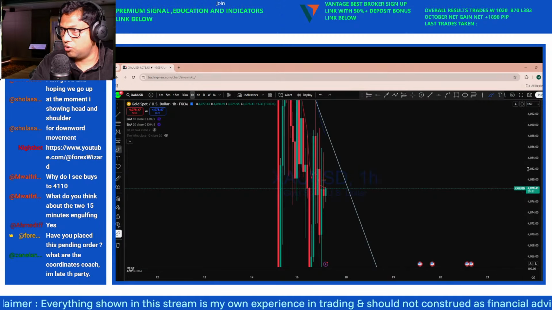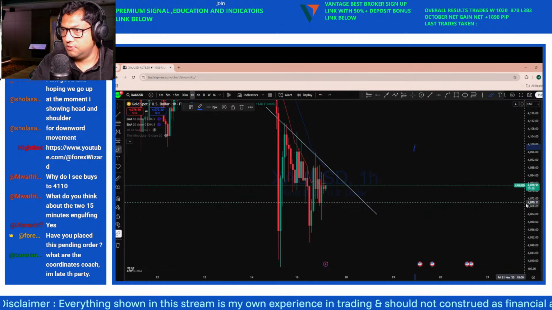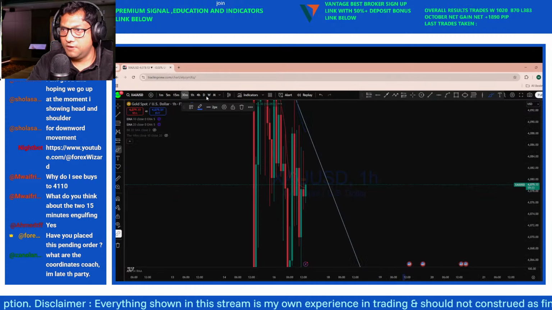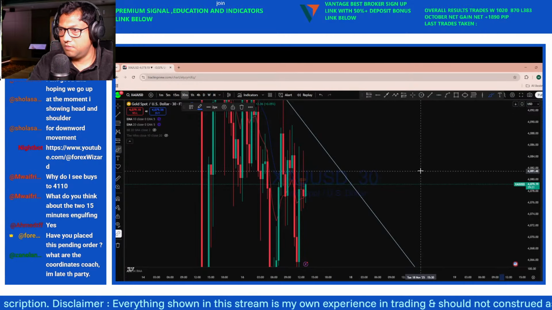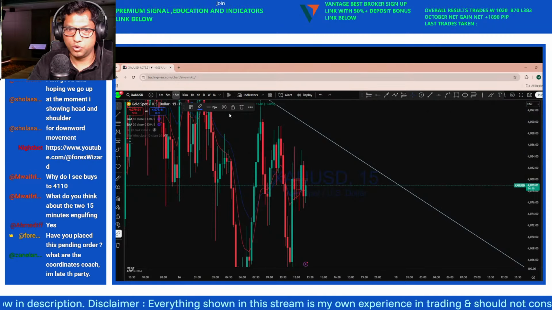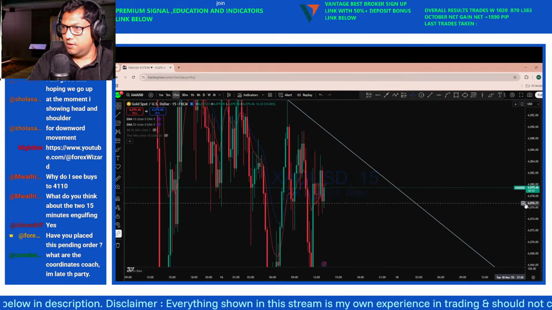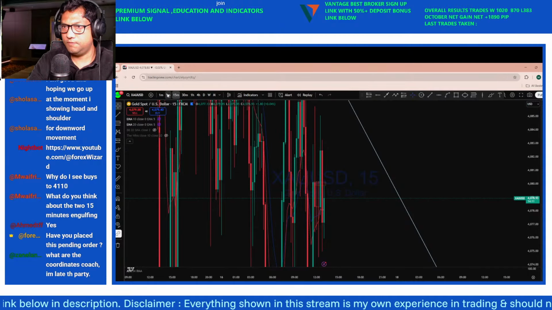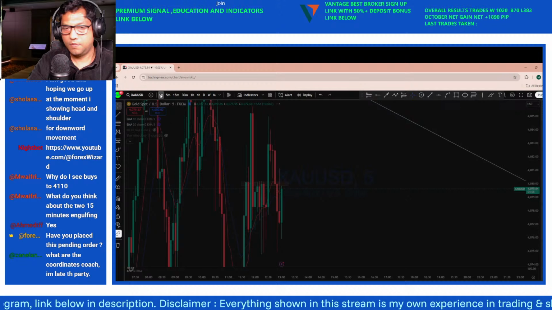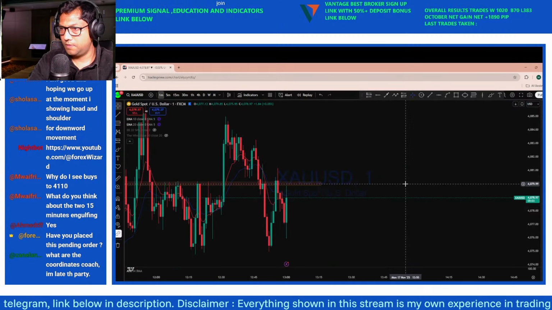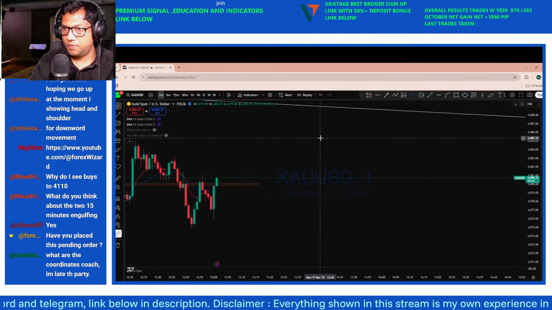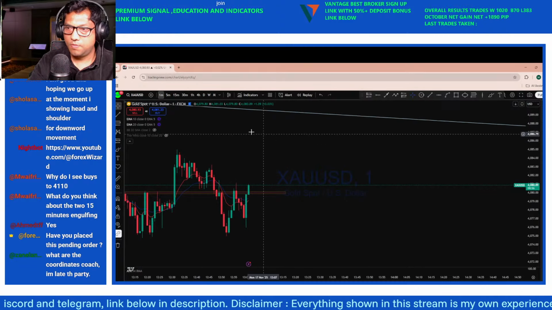The 1 hour price action closed with a big doji here, and I think that might again push the price back. It's interesting. That is interesting.